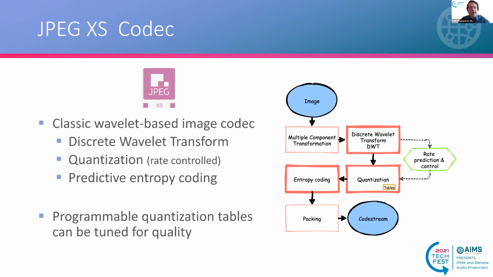Note that JPEG-xs supports a programmable quantization table, which prioritizes the bit distribution across the wavelet coefficients. This table can be optimized by the user depending on the content or the viewing conditions to achieve better visual quality.